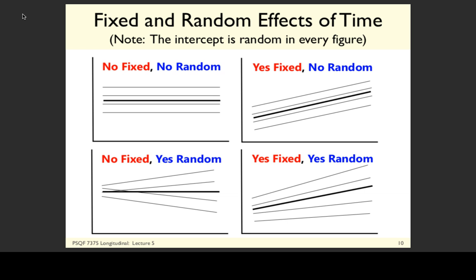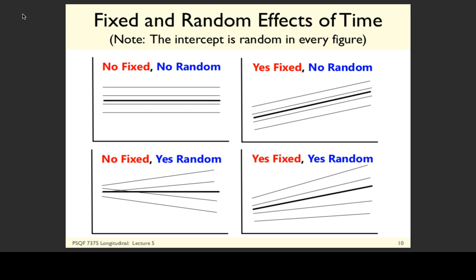Here's some pictures where I try to illustrate this. The intercept is random in every figure. The x-axis is supposed to be time. The solid black line is the mean for the sample, and then the individual lines would be trajectories for different people. If we start with the top left here, this is a picture that has neither a fixed effect of time nor a random effect. There's no fixed effect because on average there's no change, and there's also no random effect of time because no change is the same. Over here, there's a fixed effect. There is change on average, but everybody changes the same way, so we don't need random.